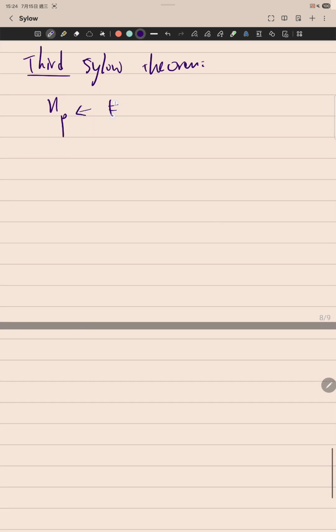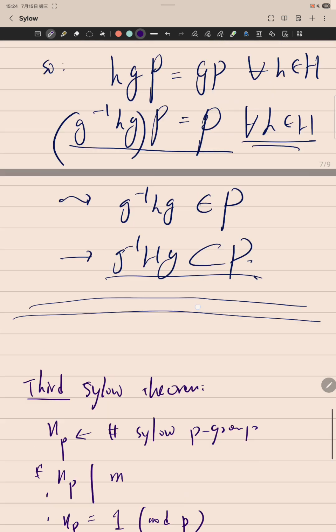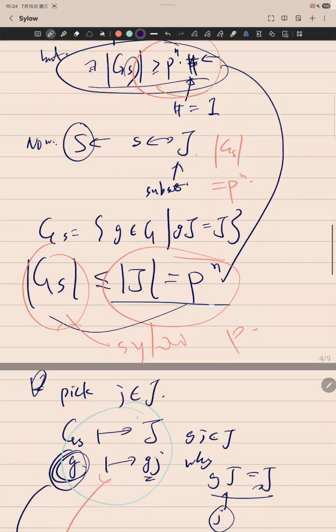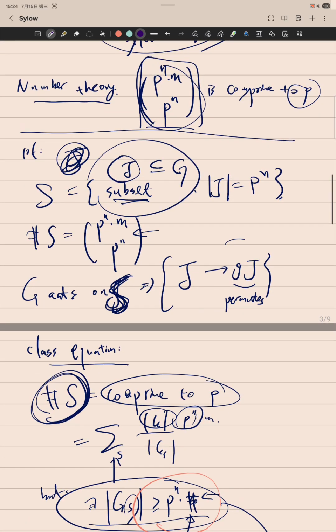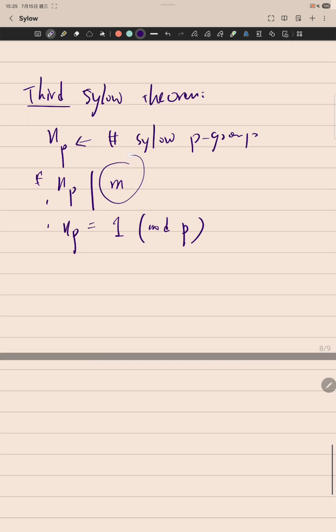So the third Sylow theorem says that the number, let's say n_p, is the number of Sylow p-groups. The number n_p either divides m, and also n_p is 1 mod p. Let me just see the notation. Yes, m.